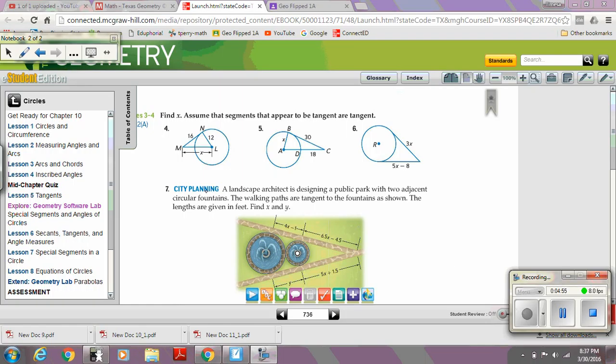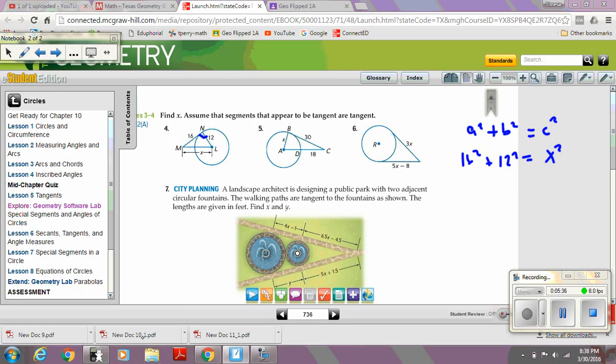So for number 4, it wants us to find x. And it says assume that segments that appear to be tangent are tangent. So that means MN appears to be tangent. So if MN is tangent, there's a right angle right here. So we could find x by using Pythagorean's theorem. Again, that's a squared plus b squared equals c squared. So c would be x this time. And then 16 and 12 are a and b.